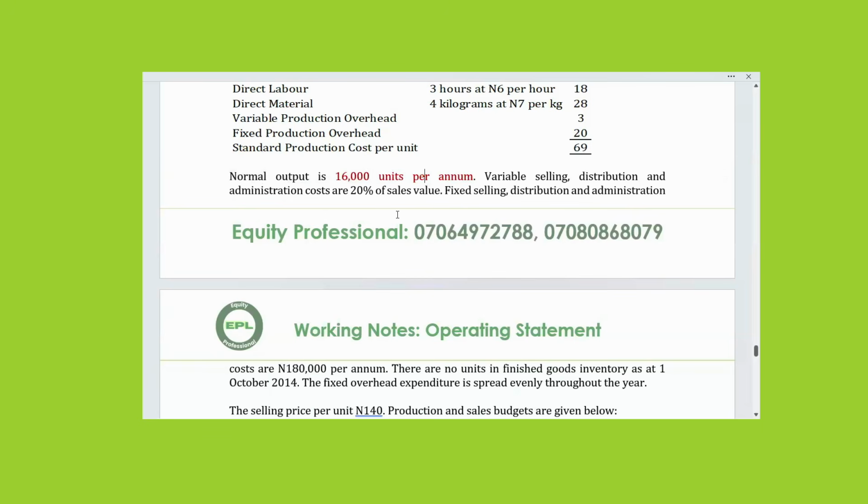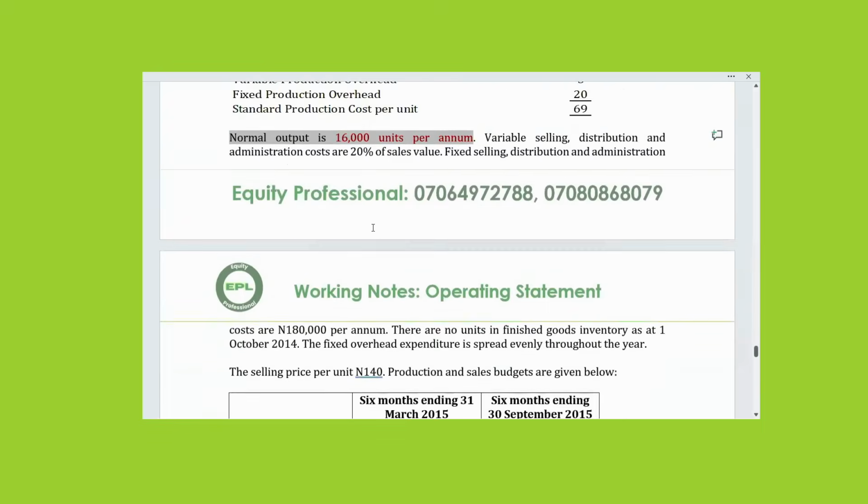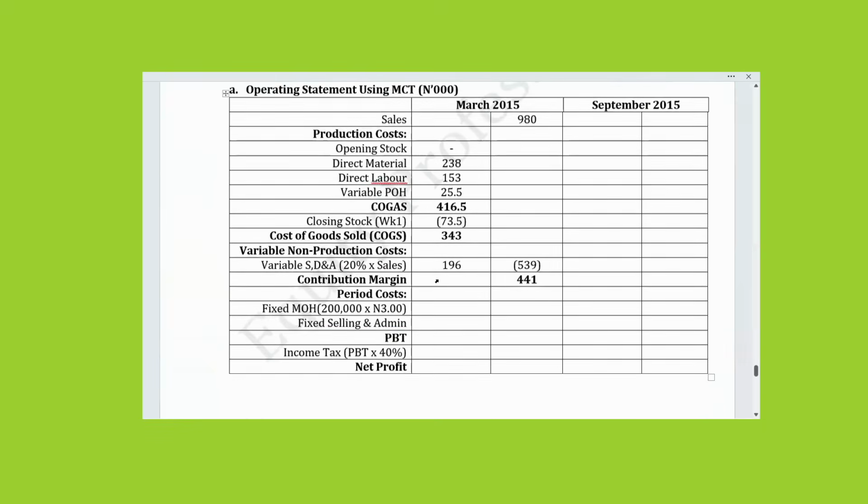Normal output is 16,000 units per annum. Remember, period ending March is for 6 months. Period ending September is also for 6 months. So you have been given normal output for 1 year. So you need to divide this 16,000 units for 6 months. So 6 over 12 multiplied by 16,000, that's 8,000 units. All right. Then fixed overhead absorption rate is 20 naira. So let's go and do working for that.